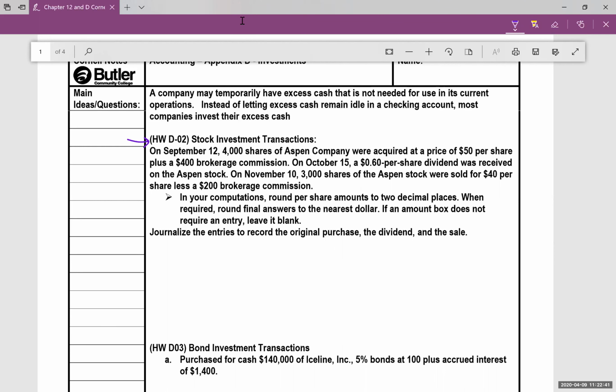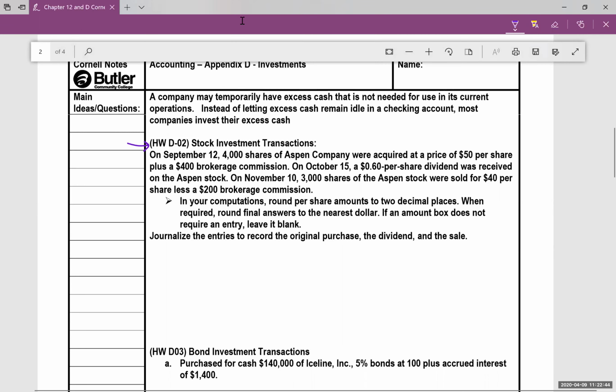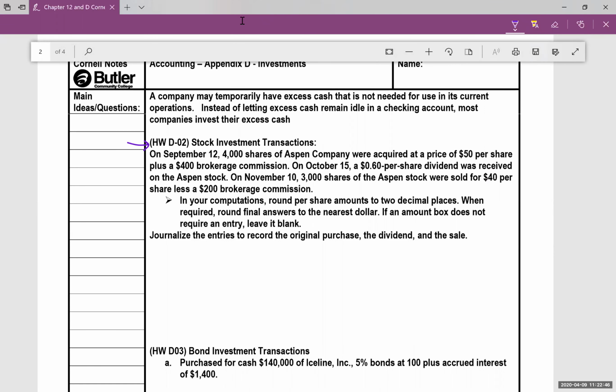All right, so here's what Appendix D is about. It's all about a corporation's investments. Generally speaking, sometimes a company is going to find that it has excess cash. They don't need it for current operations. So instead of letting that cash sit idle, companies invest their cash and try to make some money. This is when a company actually buys stock in another company. This is not them selling stock and raising cash. This is a company trying to make use of their idle cash and purchasing stock in other companies.